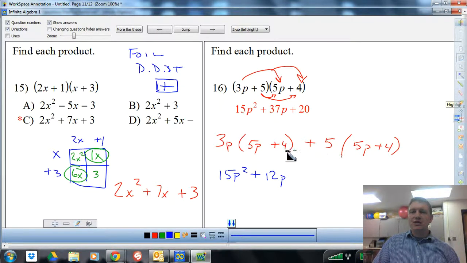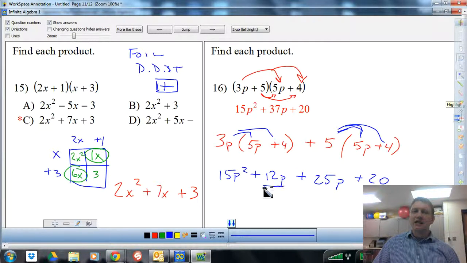3p times 4 is plus 12p. Okay, we're done with this. This is multiply and multiply. And then here we're going to go multiply, multiply. So this is now plus 25p, and 5 times 4 is 20.